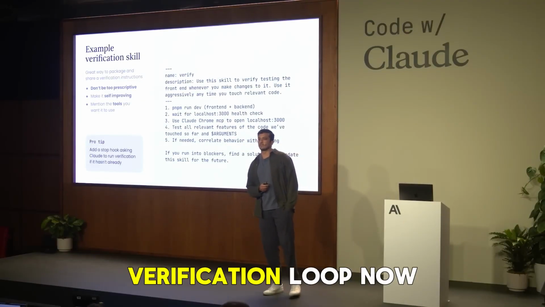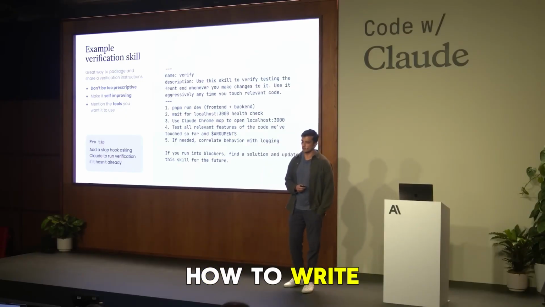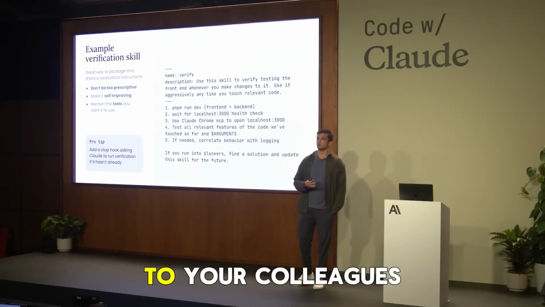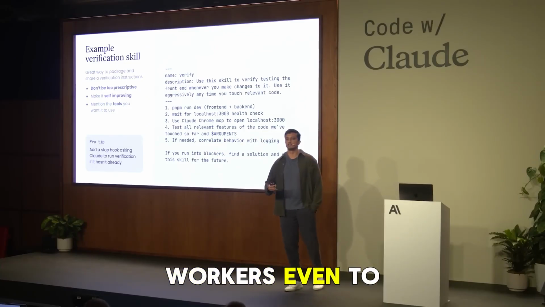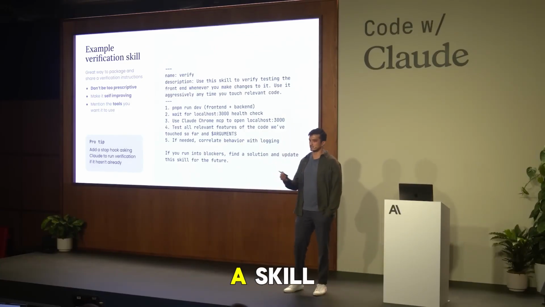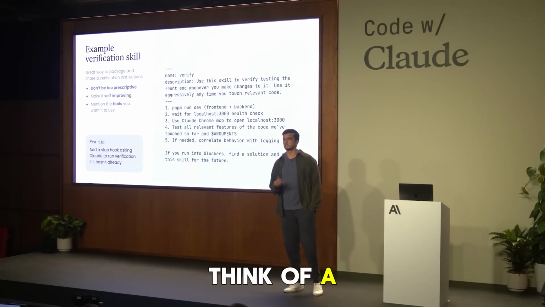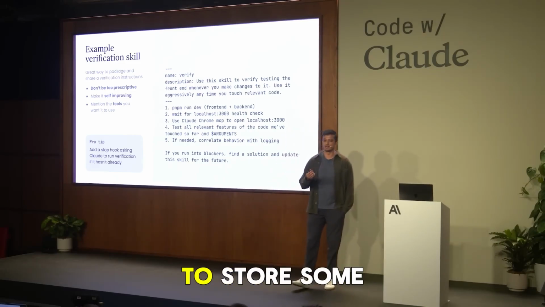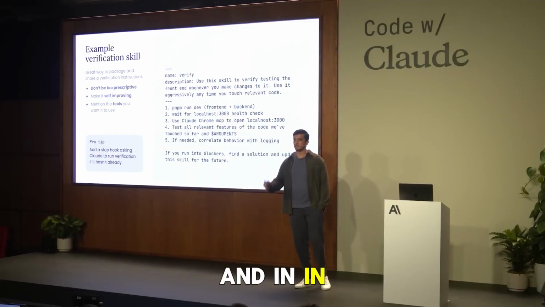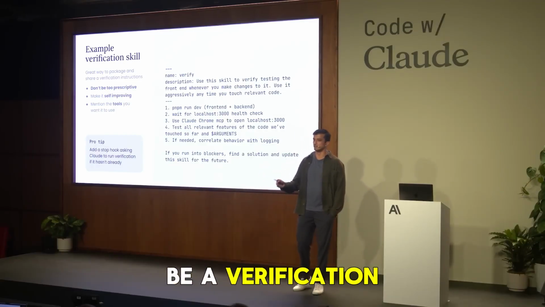OK, so we know what a verification loop now is. We know how to write one. How do you package it? How do you distribute the script to your colleagues, to your coworkers, even to your future self? One of the best ways of doing this is by using a skill. You can think of a skill as just a way to store some arbitrary context about a specific topic. And in this case, that topic happens to be a verification loop.